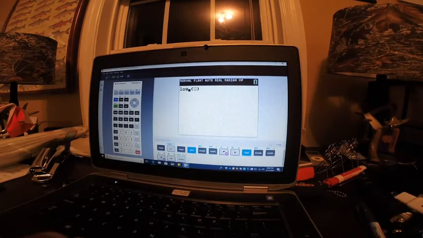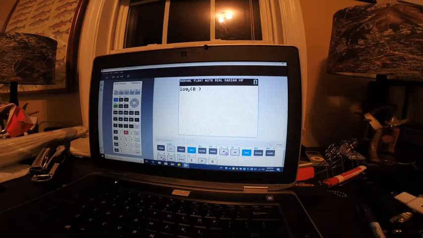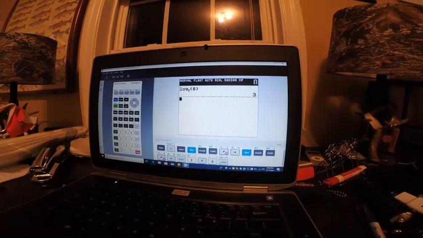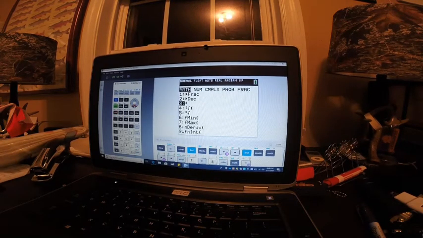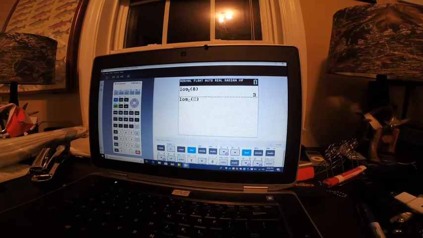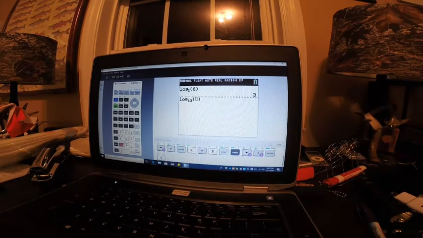So for part C, we had log base 2, 8. Log base 2 of 8 is 3. D, we'll hit math again. Scroll down to log base. Log base 4. Oops, that is not a 4. Log base 4 of 1 over 16.